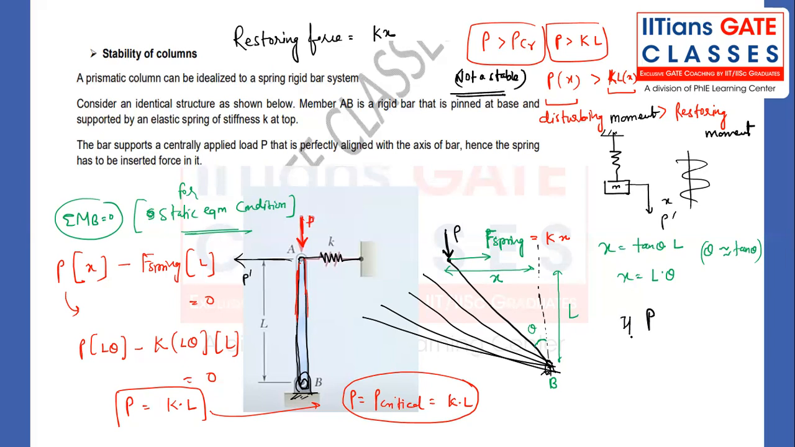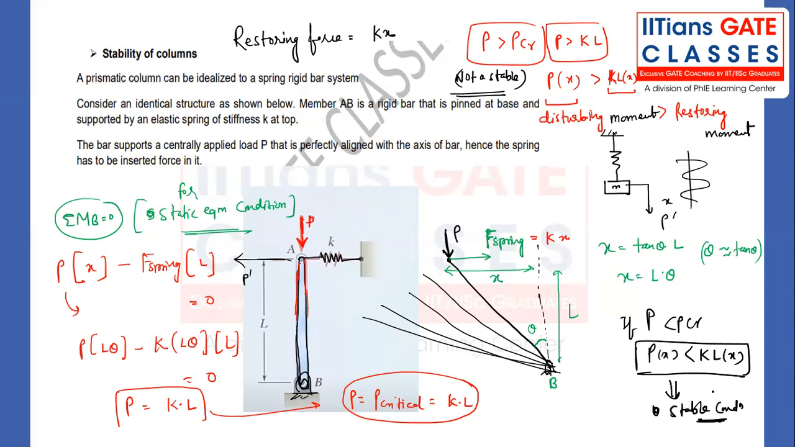If P is less than P critical, then obviously P of X will be less than K into L into X. Then obviously the disturbing movement is less than the restoring movement. Then the column will be under stable conditions.